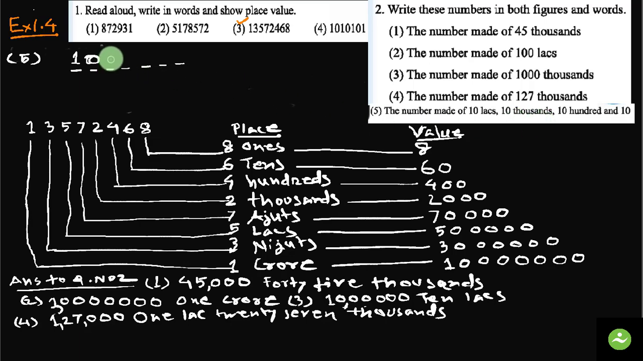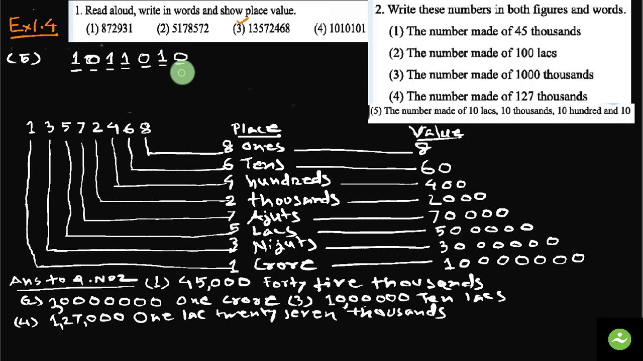10 lakhs, 10 thousands. This is 10 thousands, 10,000, but there is 10 hundred. 10 hundred means 1,000. So together, 10,000 and 1,000 is 11,000. So we have to put 11 here. And then how many 100? There is no more. So we have to put 0 in the hundreds place, and then 10, 1 here and 0 here.